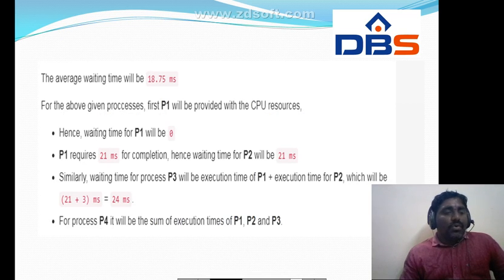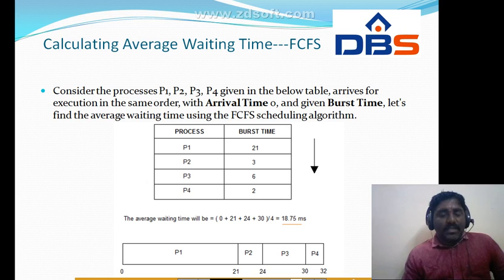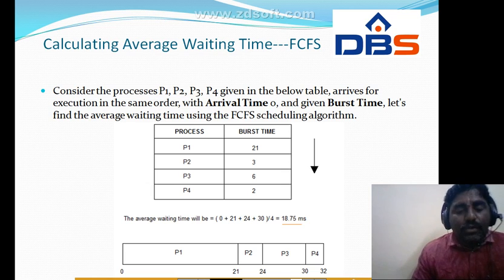So just now we have studied, for the above given processes, P1 waiting time is 0. P1 requires 21 milliseconds for completion. Again P2 requires 24 milliseconds for its completion, P3 30, P4 32. Here you should remember one thing. P1 will start its execution at 0, that means there is no waiting time. It ends at 21. P2 starts at 21 and ends at 24. Ends at 24 means for P2 how much time is taken? 3. So 21 plus 3 is 24.